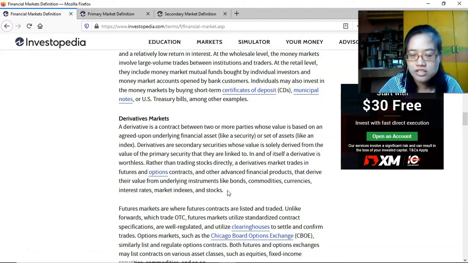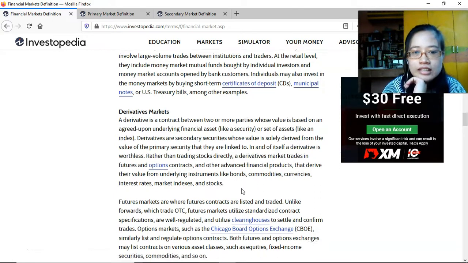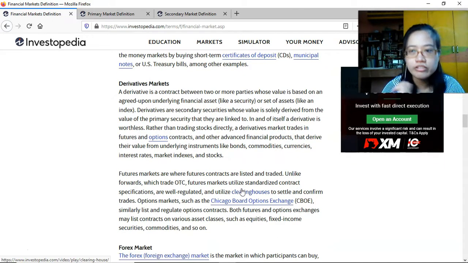So that's just an example with regards to derivatives based on commodity, the machinery, and then the currencies because of the foreign exchange being used in the transaction. Just to give you an example of a derivative, but there are also other types of derivatives still.